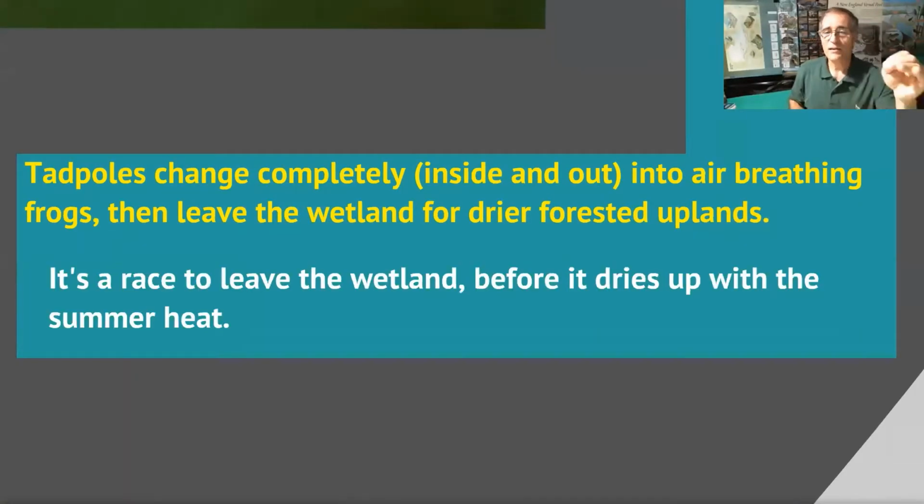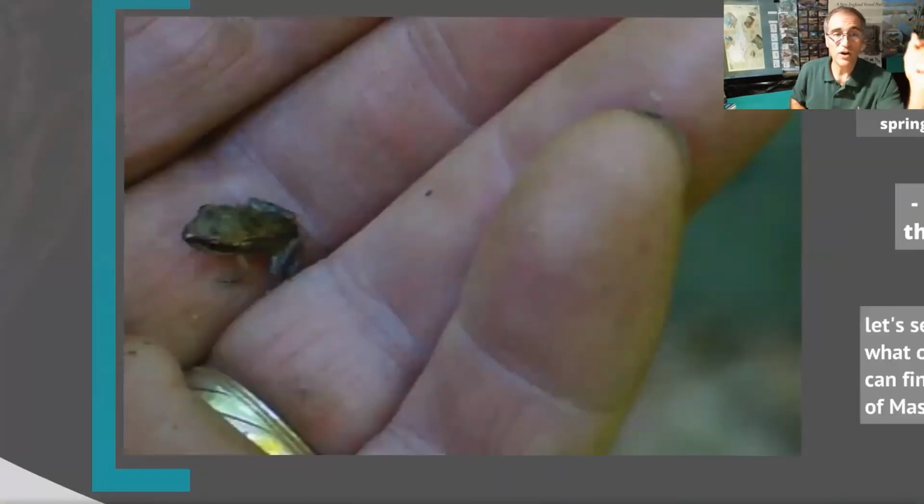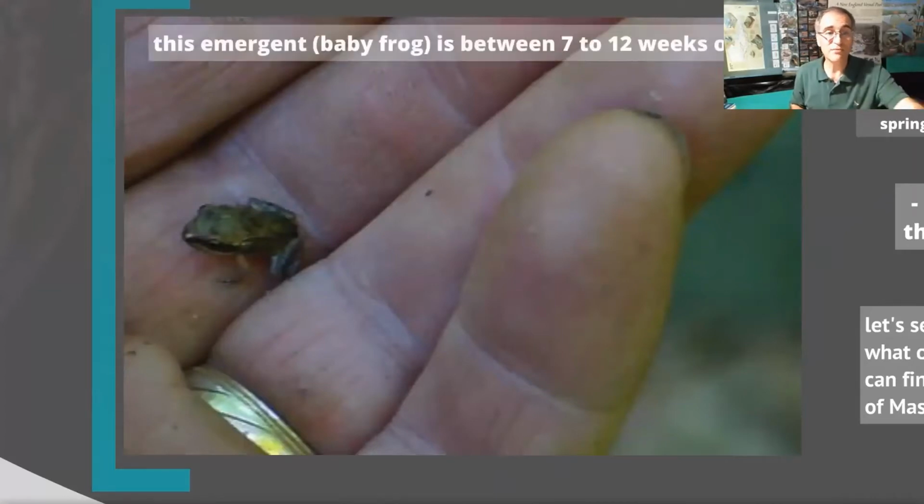So think about it. They have to change completely inside and out from water breather, using gills, to air breather, using their lungs when they come out of the water. And some will die if the vernal pool dries up too quickly. This is a small wood frog tadpole. It has the raccoon mask.